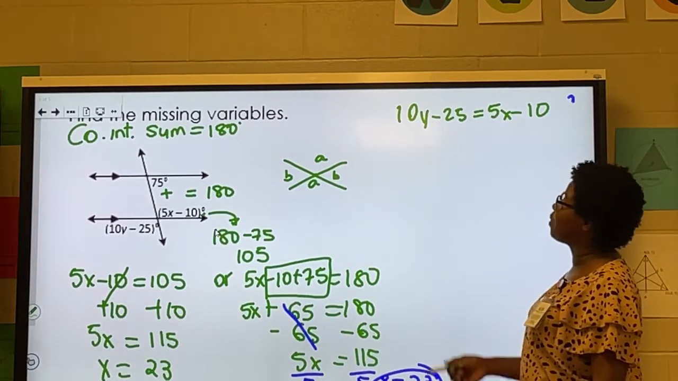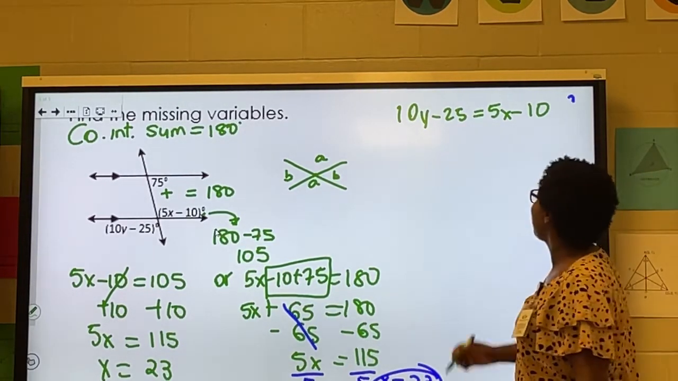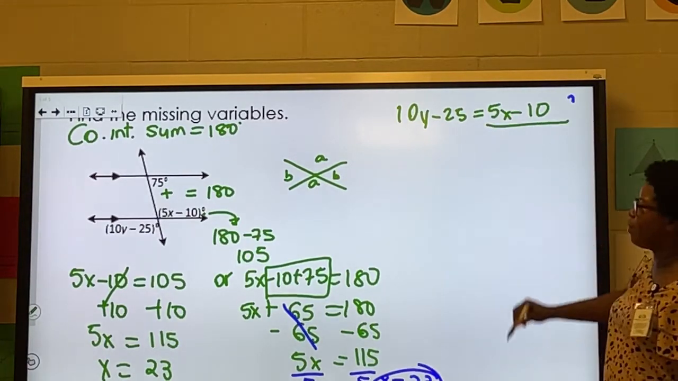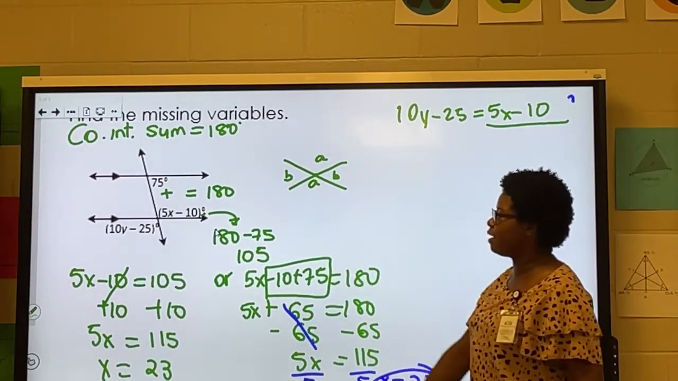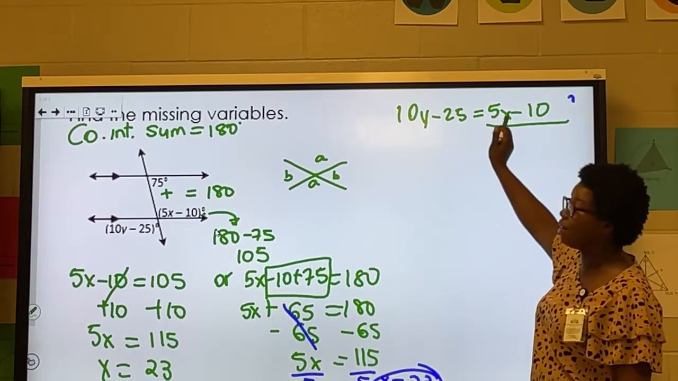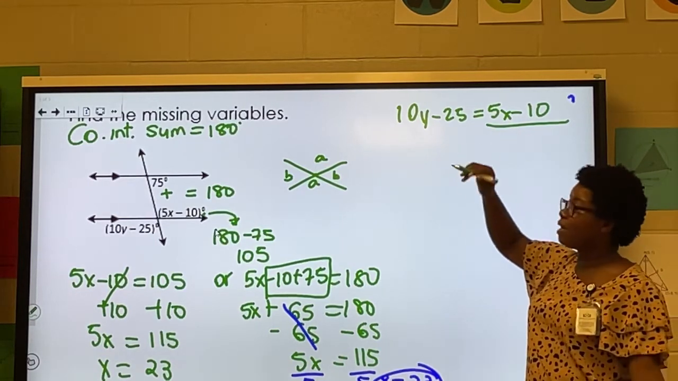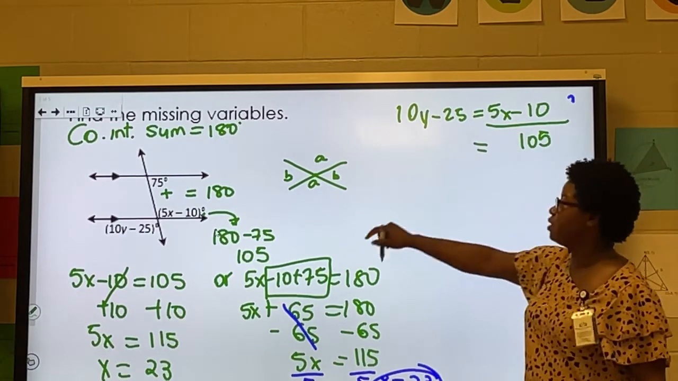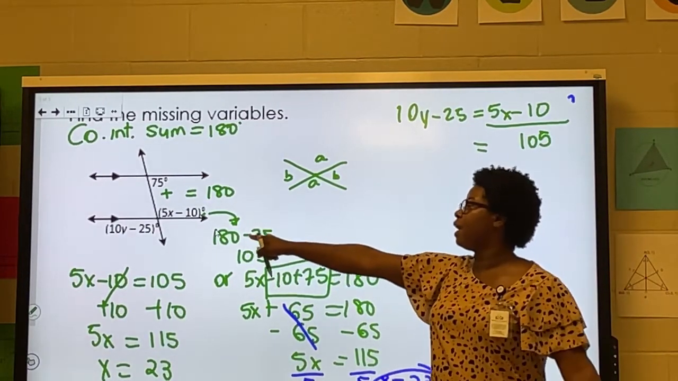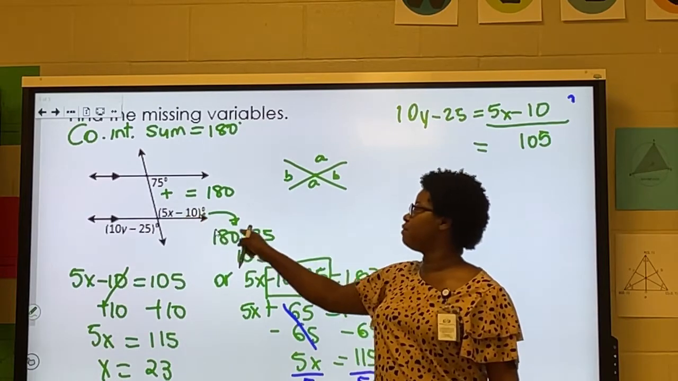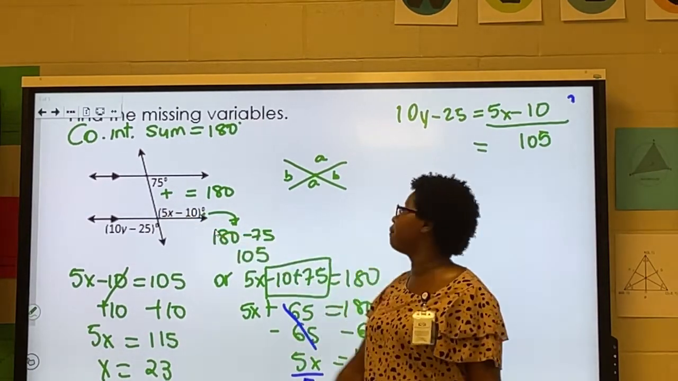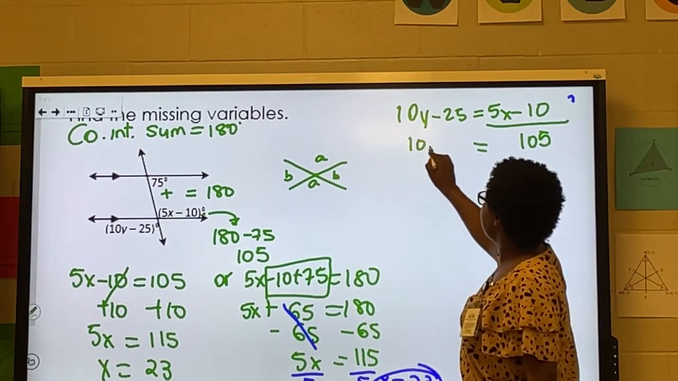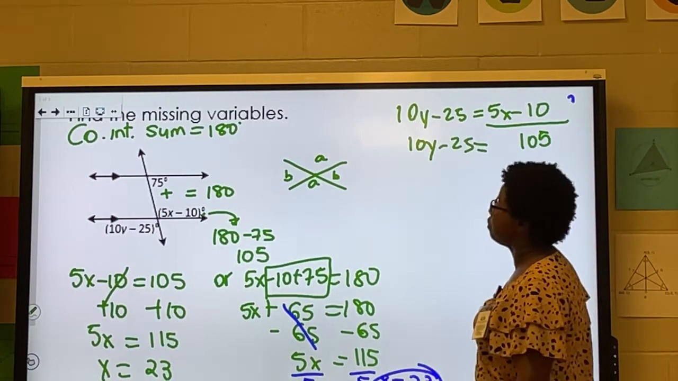5x minus 10, so we can go ahead and solve for y. We know that this part here is already 105. So instead of putting the value of x to be 23 here, if you want to, you can. But we know the answer is going to be 105, because we just found it right here, where we said 180 minus 75 gives us whatever is down here. So 10y minus 25 is equal to 105.